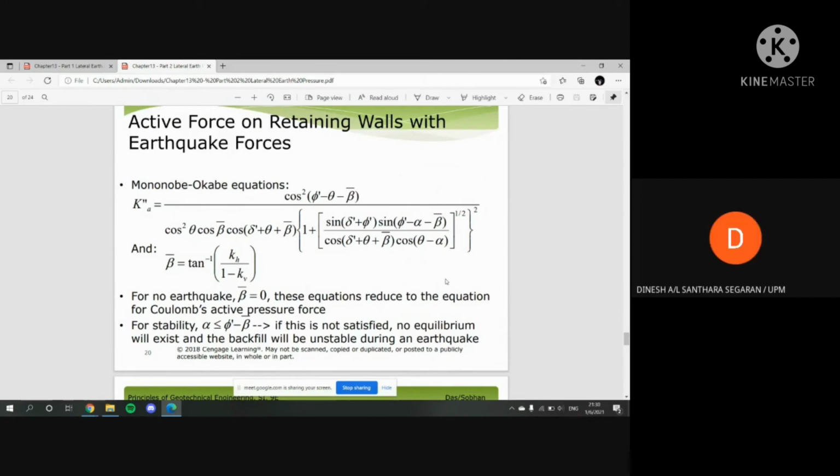So itulah equation dia. Tapi untuk beta bar ni, this one equation dia, tan to the power of negative 1. So KH, ni kita guna KH, bagi dengan 1 tolak kV. So kita dapatlah beta bar ni. Substitute lah dalam value ni. So dapatlah nanti KA equation ni.